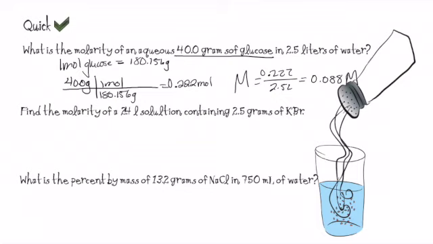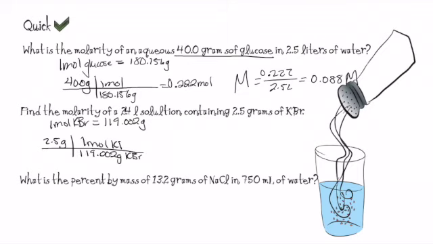Find the molarity of a 2.4 liter solution containing 2.5 grams of potassium bromide. So again, we need the molar mass of potassium bromide, and that is 119.002 grams. Our first step is to convert grams to moles. So we have 2.5 grams of KBr divided by the molar mass and 1 mole of KBr. So we have 0.0210 moles.